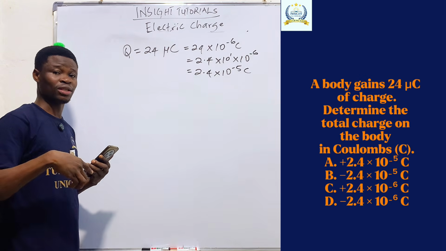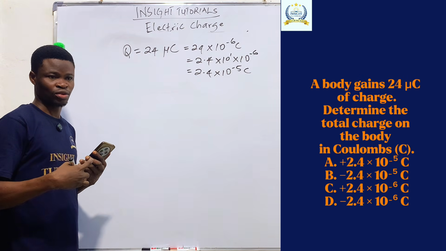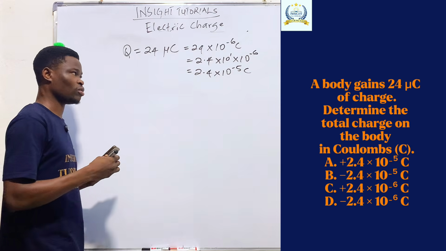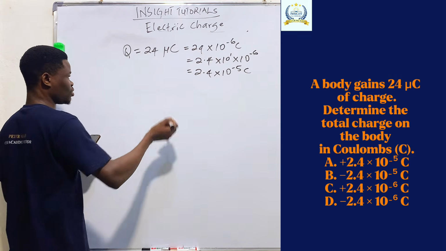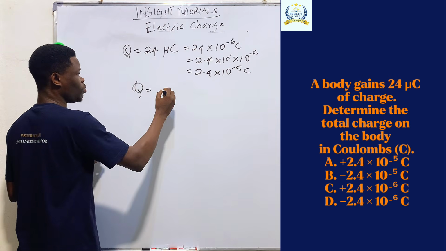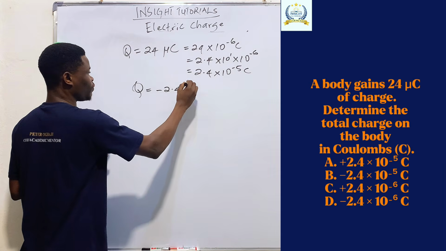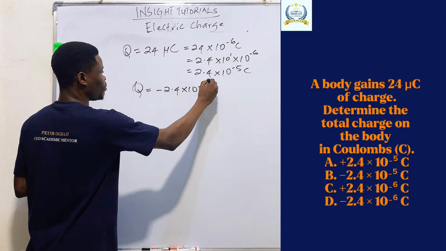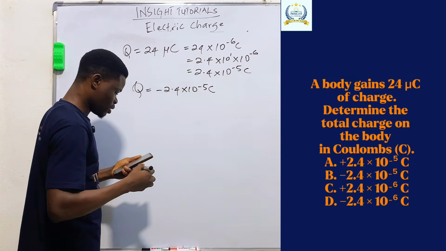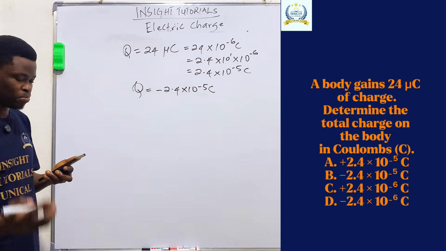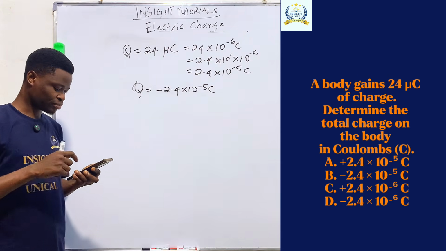Now, since this particular body gained electrons, it is going to become negatively charged. So the total charge that this body will possess is going to be minus 2.4 times 10 to the power of minus 5 coulomb, making option B the correct answer. Next.